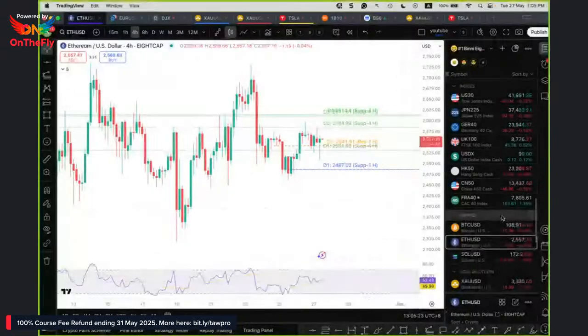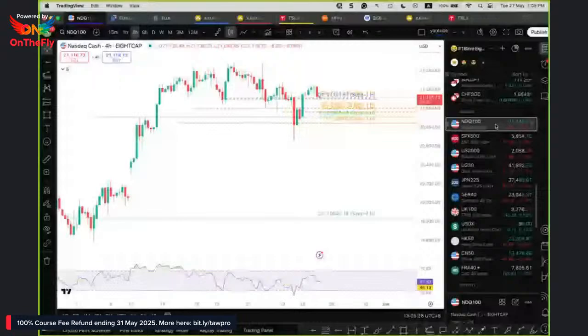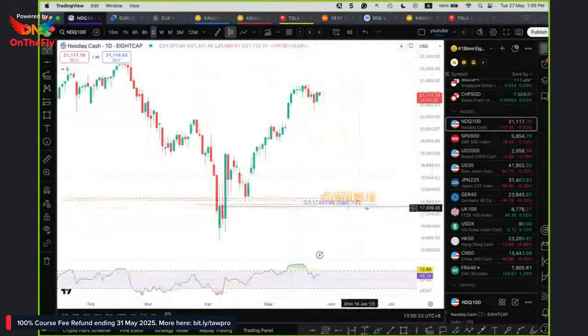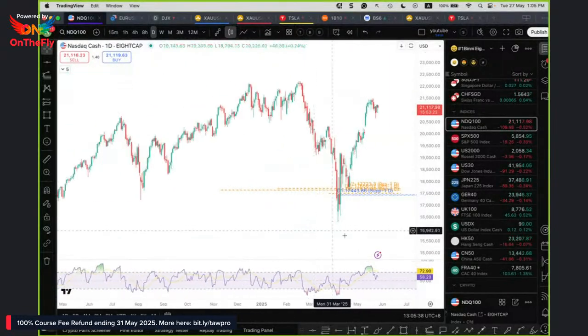Okay. Now, Nasdaq. Okay. Let's take a look at Nasdaq here. So we are using 8 cap for Nasdaq in terms of TradingView.